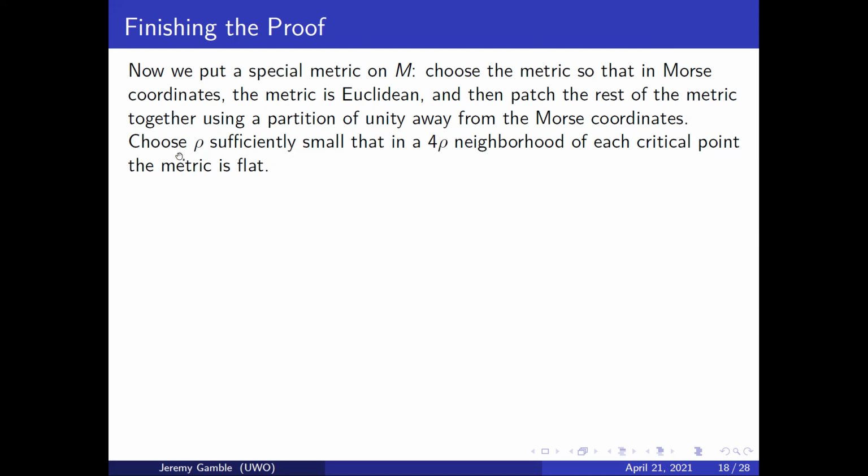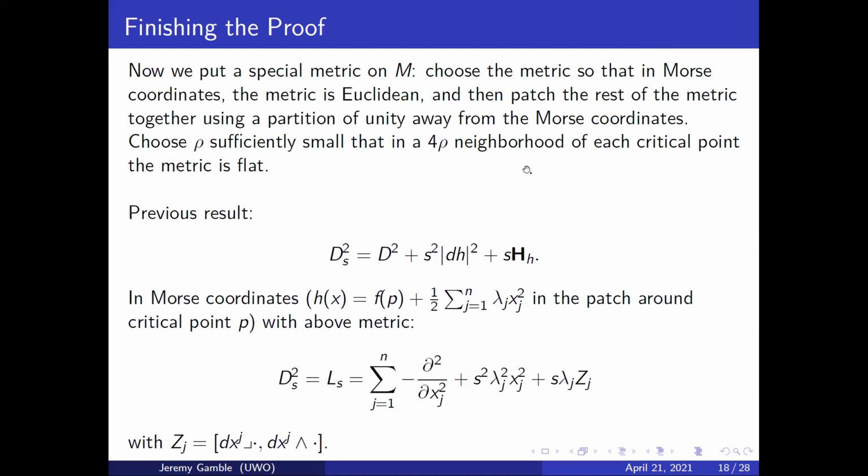And then we choose this number sufficiently small so that this is flat here. Then we had this result from a few slides ago that ds squared was given by the regular old Laplacian plus this kind of S order perturbation. And it turns out that if you look at this locally with this metric, it looks like this. This is the same as this here. So this H turns out to be this Z operator, and DH, you can just compute this in your head by looking at the form of H here.